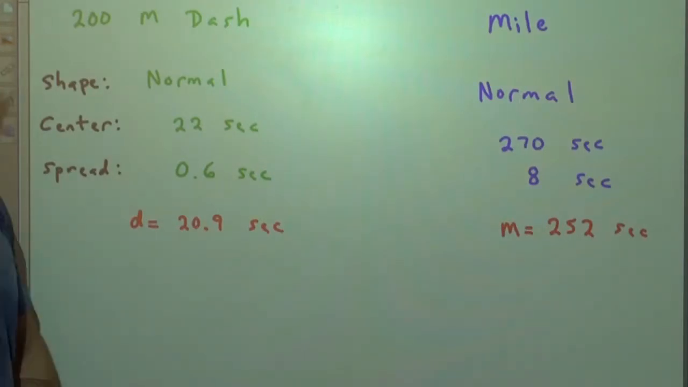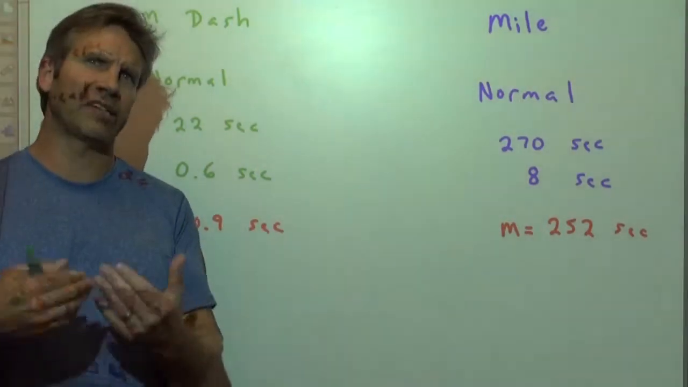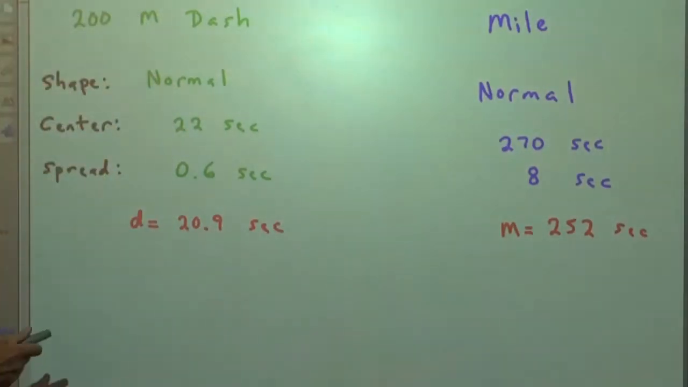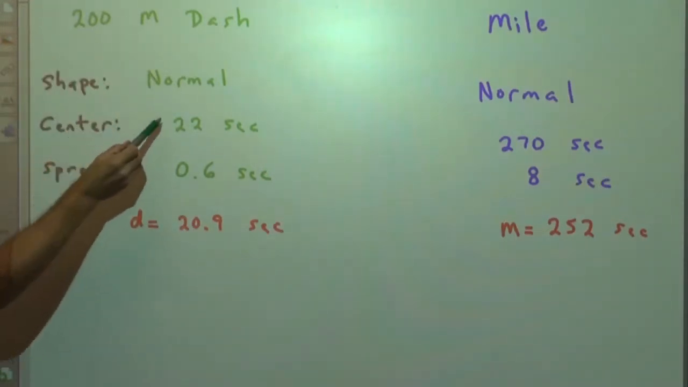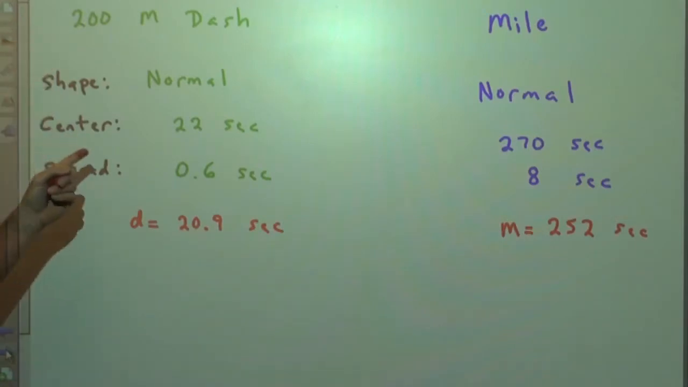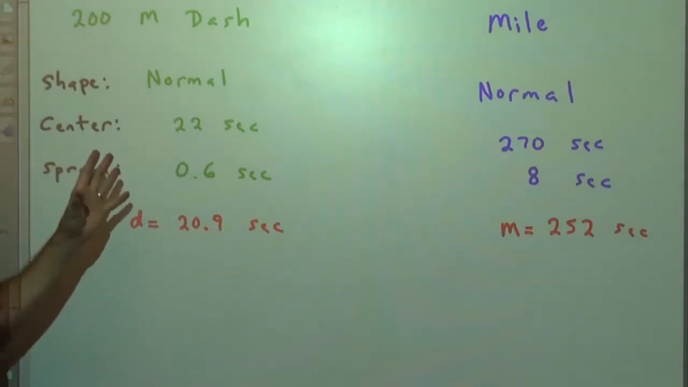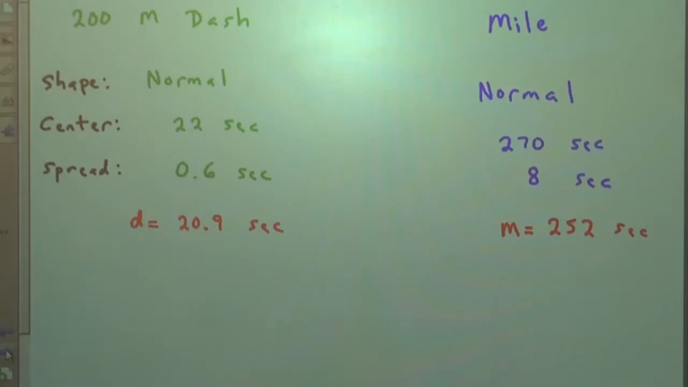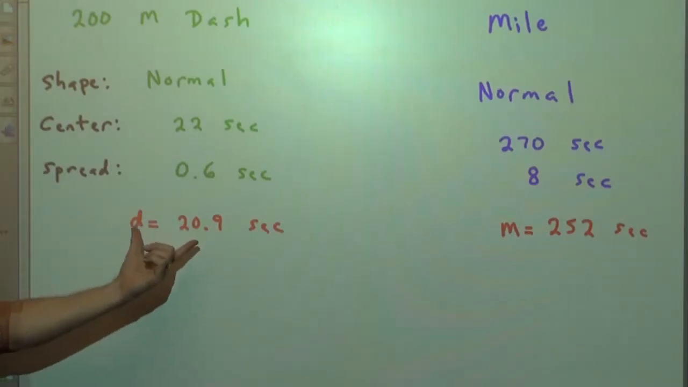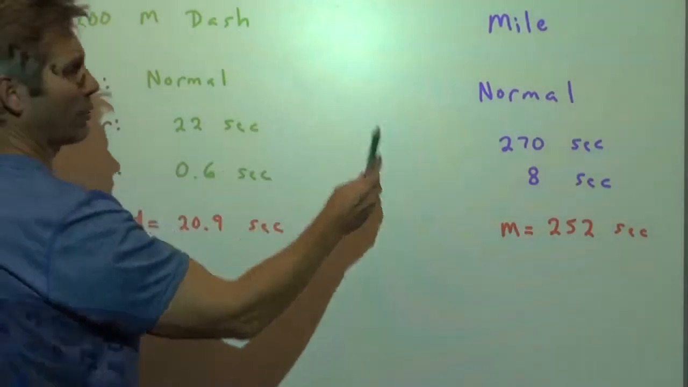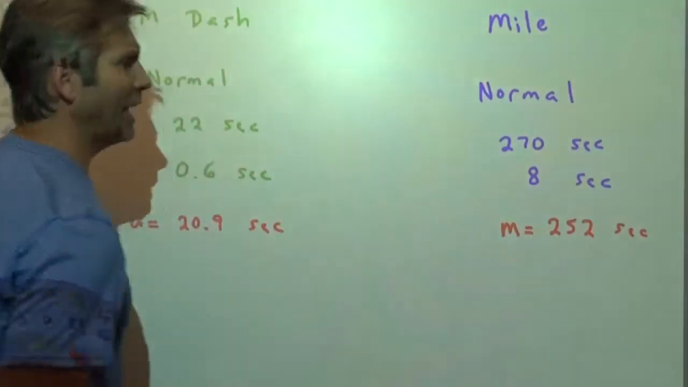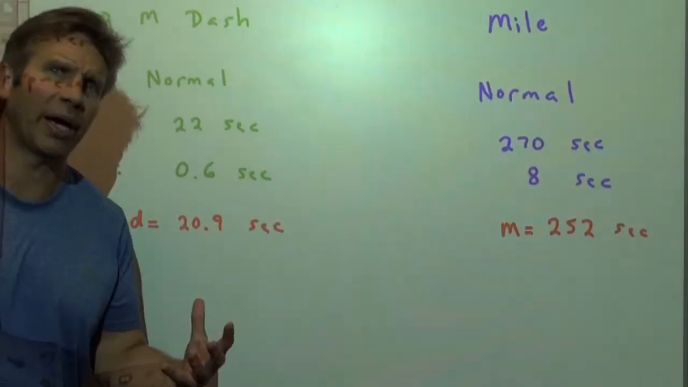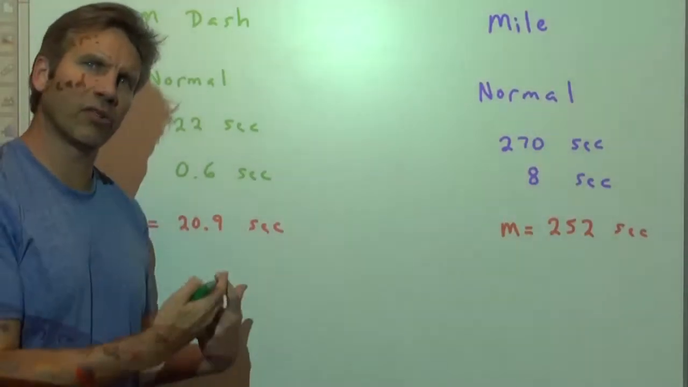Two people are arguing over which one did better relative to the race that they ran. Let's suppose we have an individual running in a 200-meter dash. The shape of this distribution of times is normal, and the center is this, and the spread is this. Now, if it's normal, remember, center is mean, and standard deviation is the spread. So that's the mean and the standard deviation. This person ran at a time of 20.9 seconds. The mile race was normal with this mean and this standard deviation, and the person arguing had that time right there. So who did better relative to their distribution?